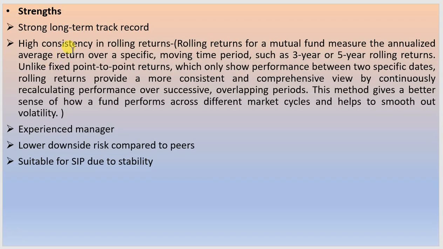What are the strengths of this fund? A strong long-term track record, high consistency in rolling returns, as we have seen on one slide. Rolling returns for a mutual fund measure the annualized average return over a specific moving time period, such as 3 years or 5 years. Unlike fixed point-to-point returns, which only show performance between two specific dates, rolling returns provide a more consistent and comprehensive view by continuously recalculating performance over successive overlapping periods.